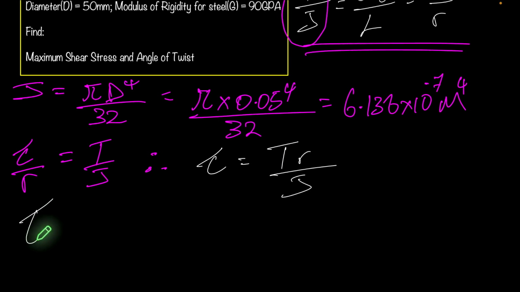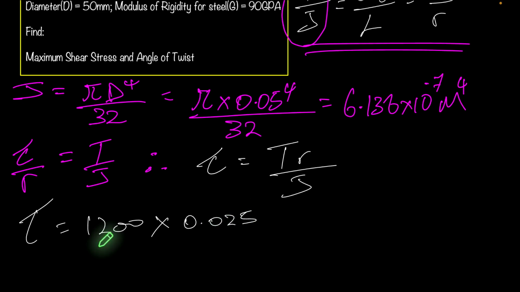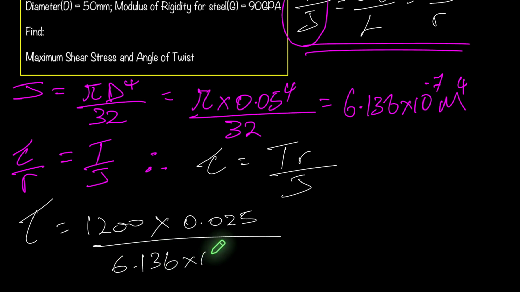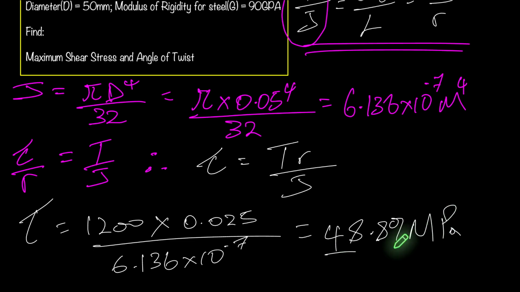So that's our shear stress equals torque, which is 1200 Newton meters, multiplied by our radius, which would then be 0.025, half of our diameter, and all divided by the J value that we just got, which is 6.136 times 10 to the negative 7. So our maximum shear stress then is going to be 48.89, and this would be times 10 to the power of 6 pascals, but we can just write it as megapascals. So that represents our maximum shear stress.